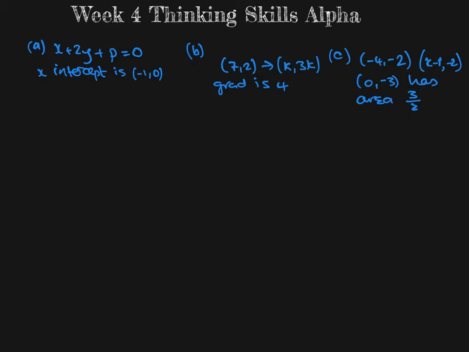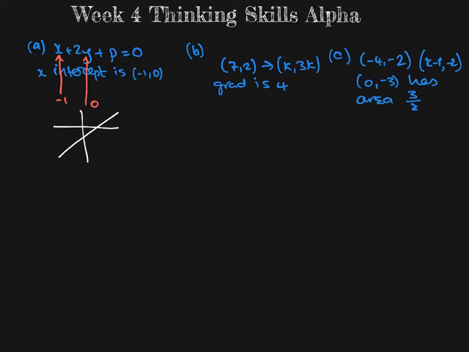Quite often in a maths problem, we know some information and we're trying to find the missing values. So in this first one, we know the x-intercept is -1, 0. Now I need to know that that means I can sub -1 in for x into this equation and 0 in for y, and that equation will be satisfied if I sub that coordinate in. And that's because the line is going through that point.